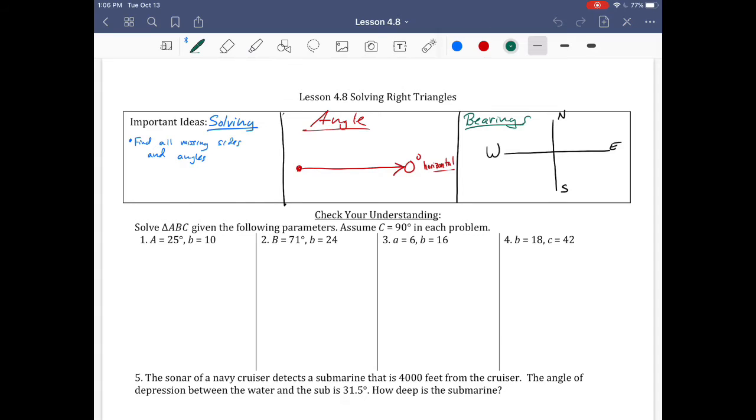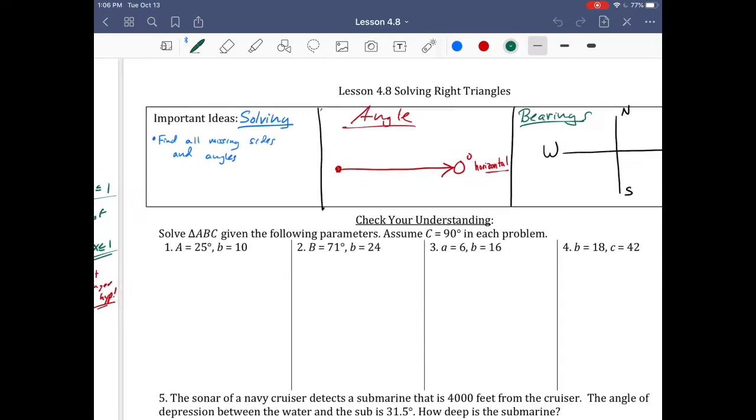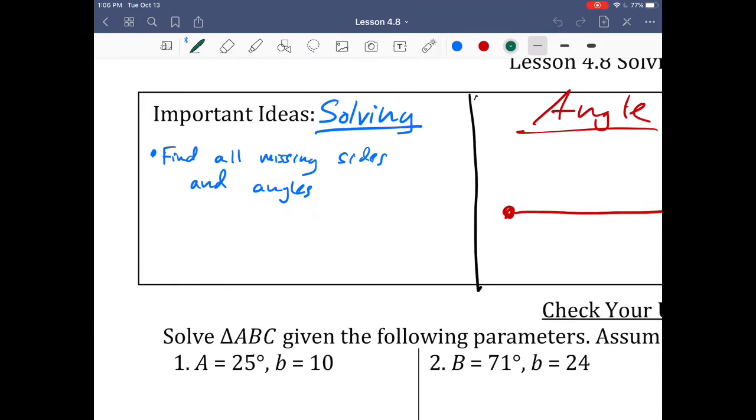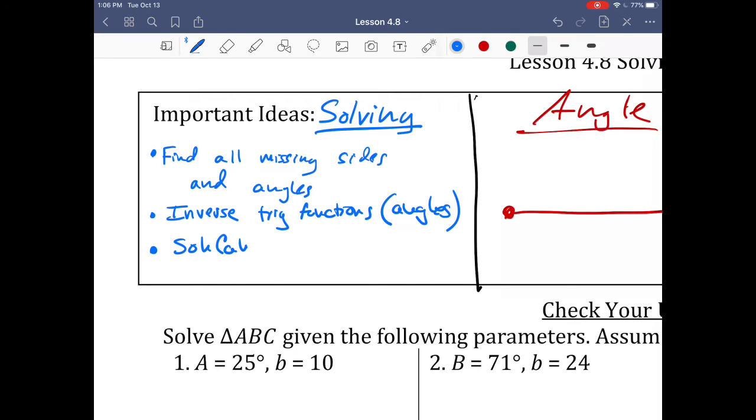So as usual, let's go over the important ideas from this lesson. We talked a little bit about solving a right triangle, and that is all about finding all of the missing sides and all of the missing angles. You can use some combination of inverse trig functions that'll solve angles, and some combination of SOHCAHTOA, Pythagorean theorem, to find side lengths.